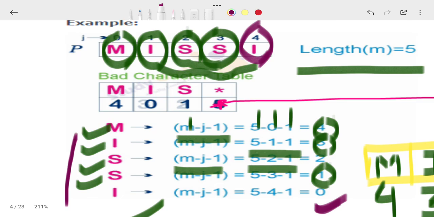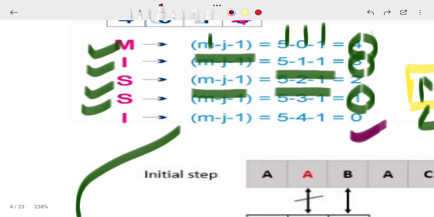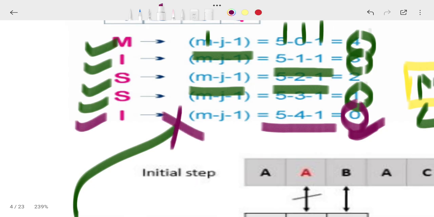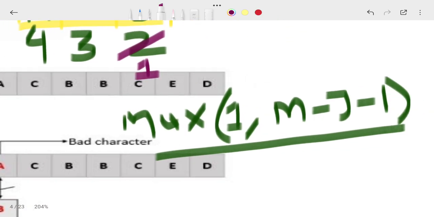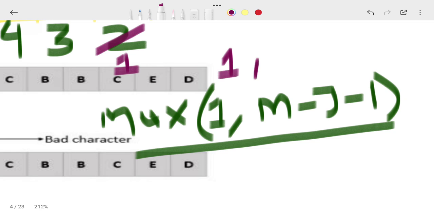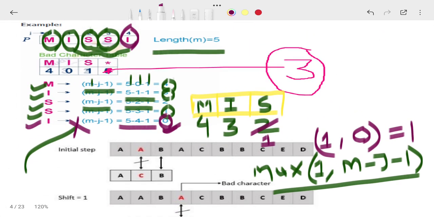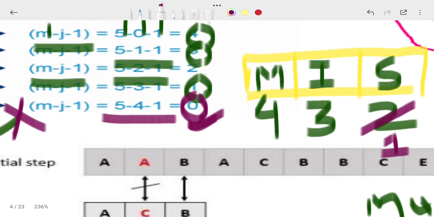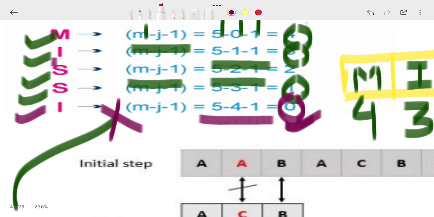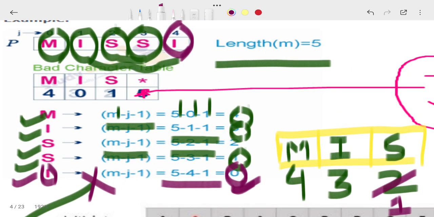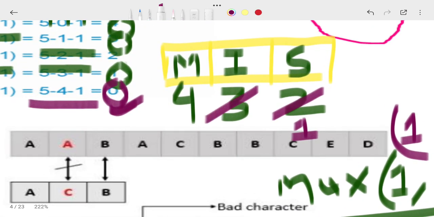I am working for i. Now for i, m minus j minus 1, 5 minus j minus 1 is equal to 0. This is wrong, because you have to choose the max of 1 comma 0. Max is equal to 1. So now you should write 1 in place of i. My i is repeated here, so I will write 1.